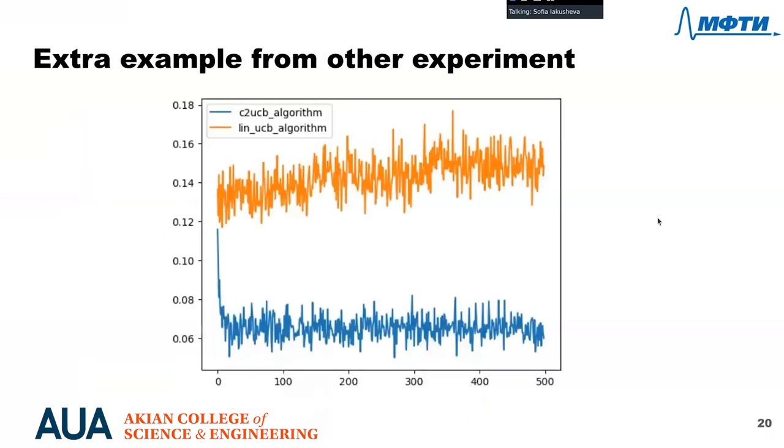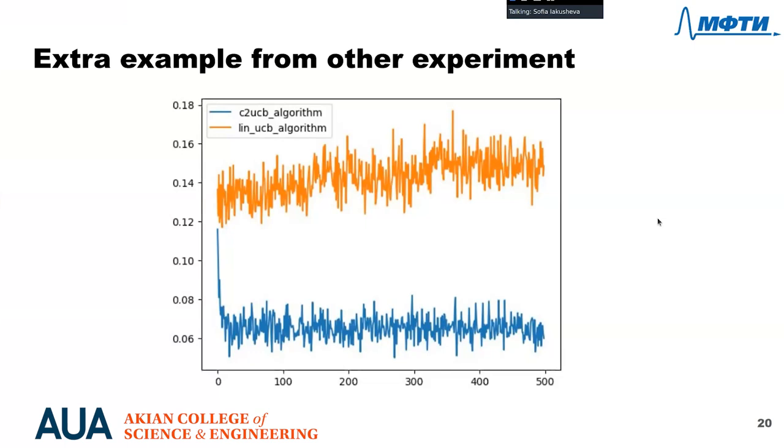And a small addition from the experiments that we did not include in our paper. We test some contextual bandits, which use additional information of context, for example, the season or the time of day or the day of the week. And we consider two algorithms, C2 UCB and Lin UCB.